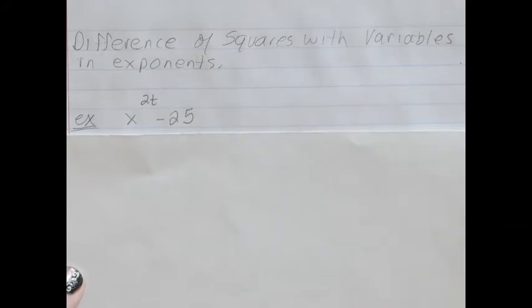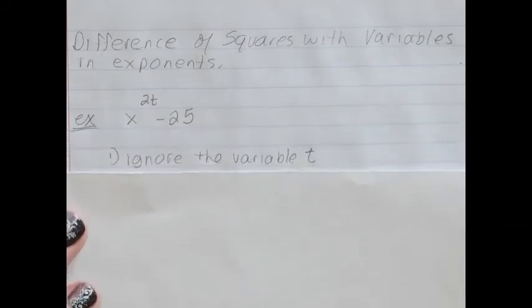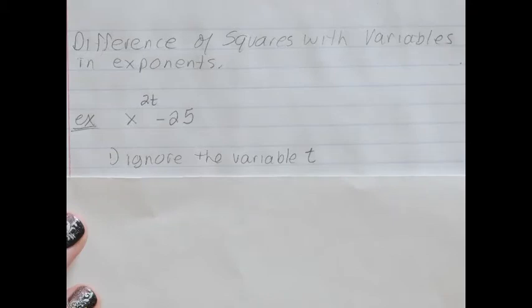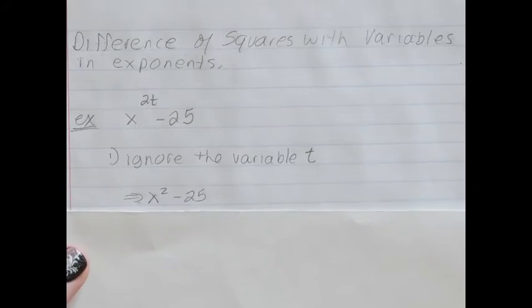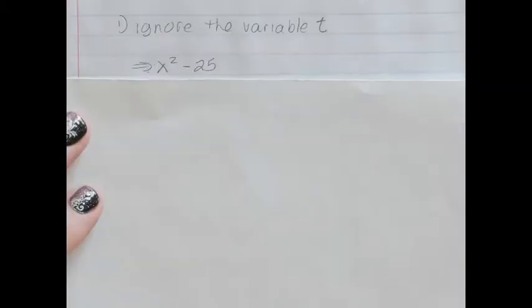That's all it's trying to do. What you want to do is think of it this way. Ignore the variable t. Yeah, really. So what you're going to have is x squared minus 25. You know how to work that. All right, what's next?